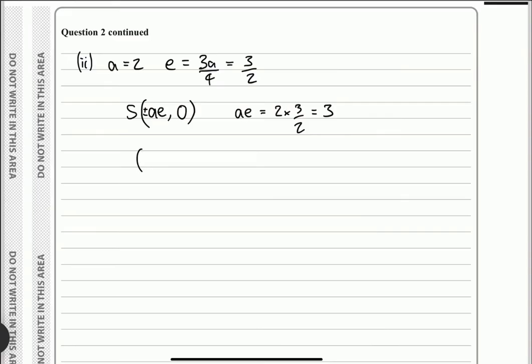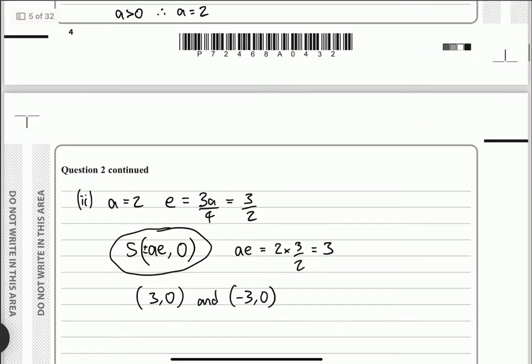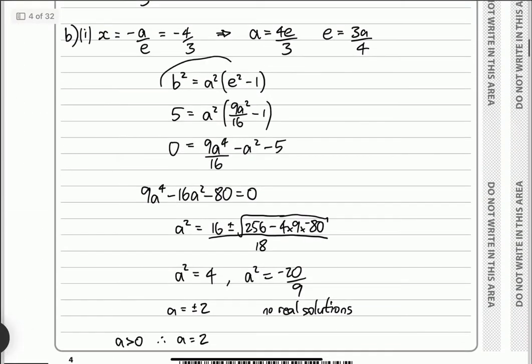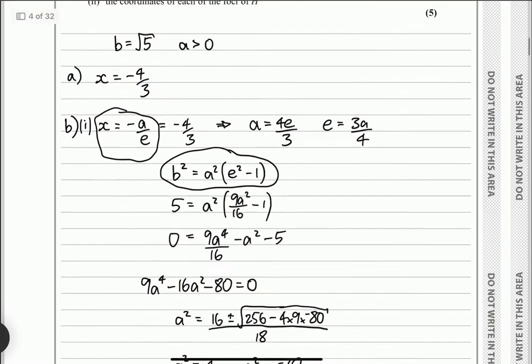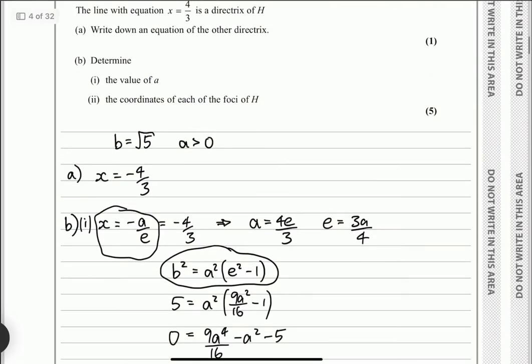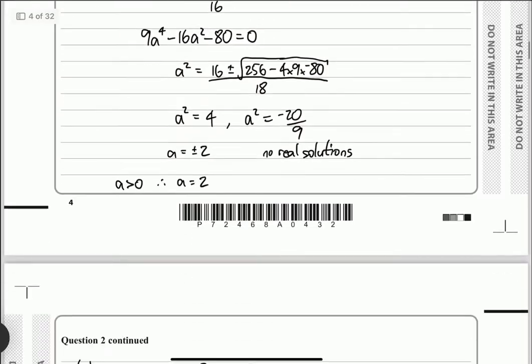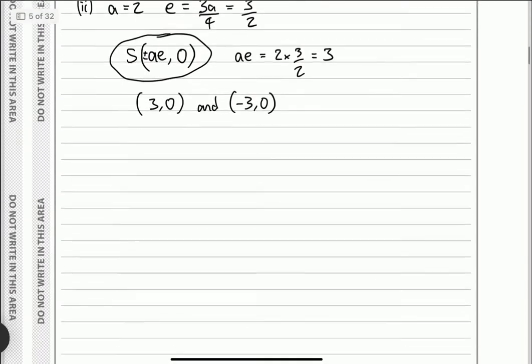So our two foci are 3, 0 and minus 3, 0. Now keep in mind, if you forget any of these little bits, that this, and this are all given in the formula booklet under the conics section. So they're all given to you.